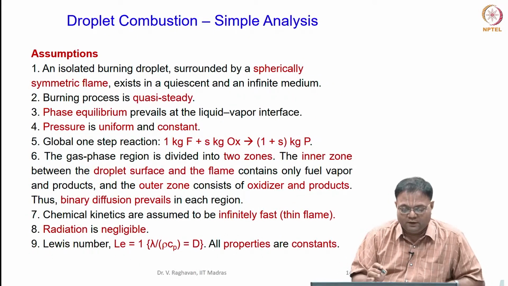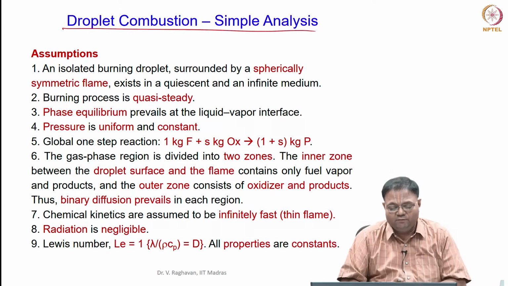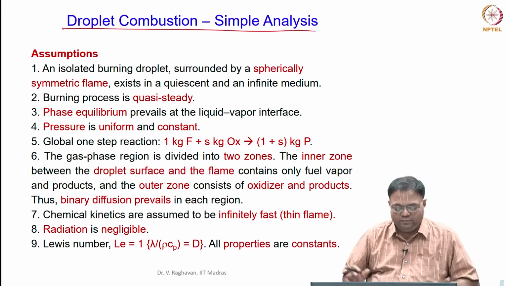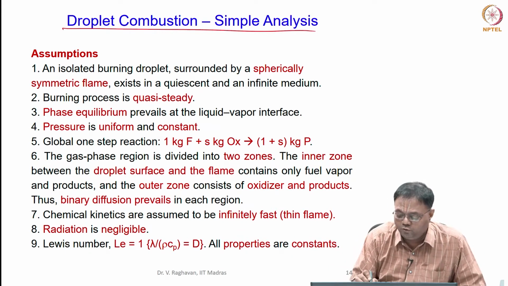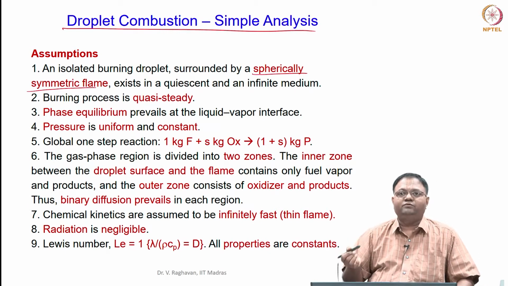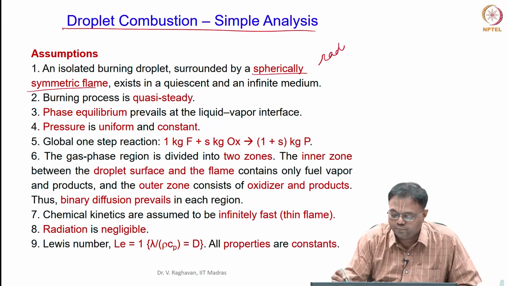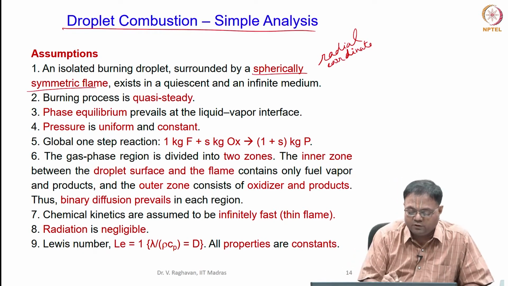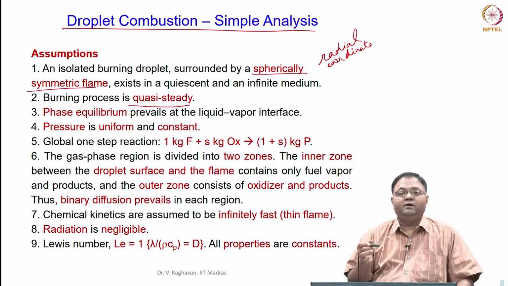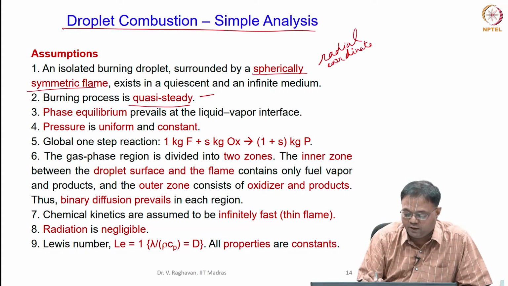Now let us do a simplified analysis of droplet combustion, in which assumptions are made. A lot of assumptions we are going to make. As I told you, a spherically symmetric flame exists over a spherical droplet. This assumption lets us go for only a one-dimensional analysis, in the radial coordinate. Then the burning process is assumed steady. That means even when there is a regression of the droplet surface, at every time instant the burning rate is the same. So the burning rate is constant.